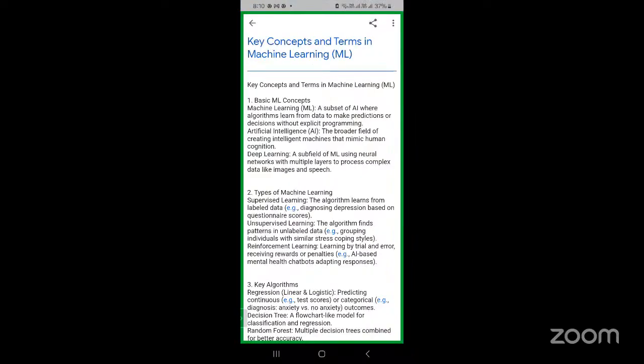Okay, so tonight we will learn about the key concepts and terms of machine learning. Basic ML concepts, machine learning. Machine learning is a subset of AI where algorithms learn from data to make predictions or decisions without explicit programming. So what is AI? AI is the broader field of creating intelligent machines that mimic human cognition.